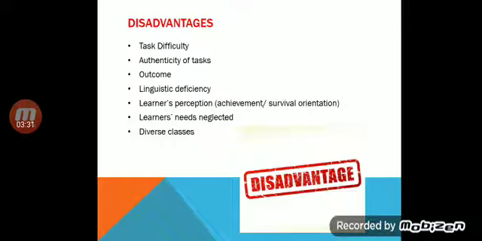Learners' needs neglected. Most language learners have specific needs. People learn a second language, a foreign language, so that it is of some use to them. Diverse classes. The tasks prescribed may be relevant for a few learners, and for others it may be too difficult, and for some others it may be too easy and they may feel that it is a waste of time to perform the task.